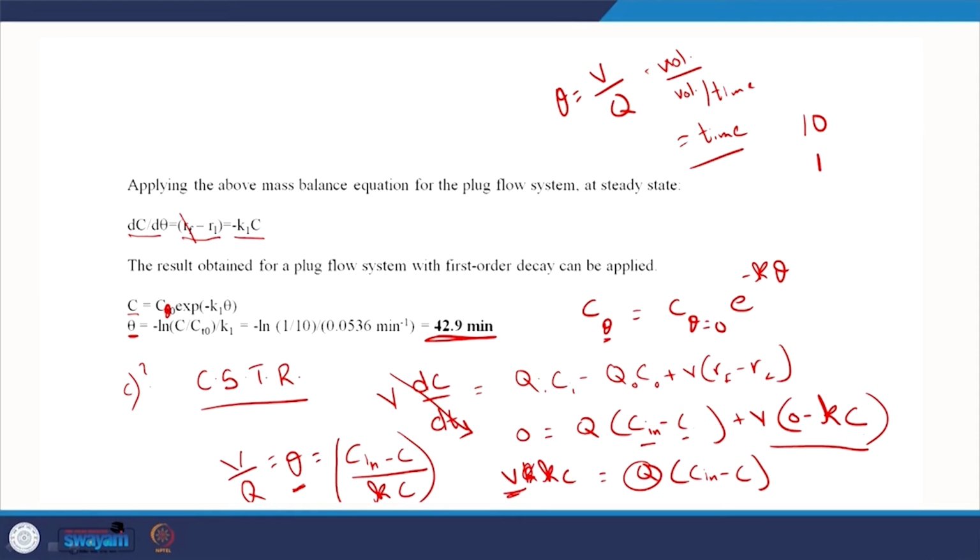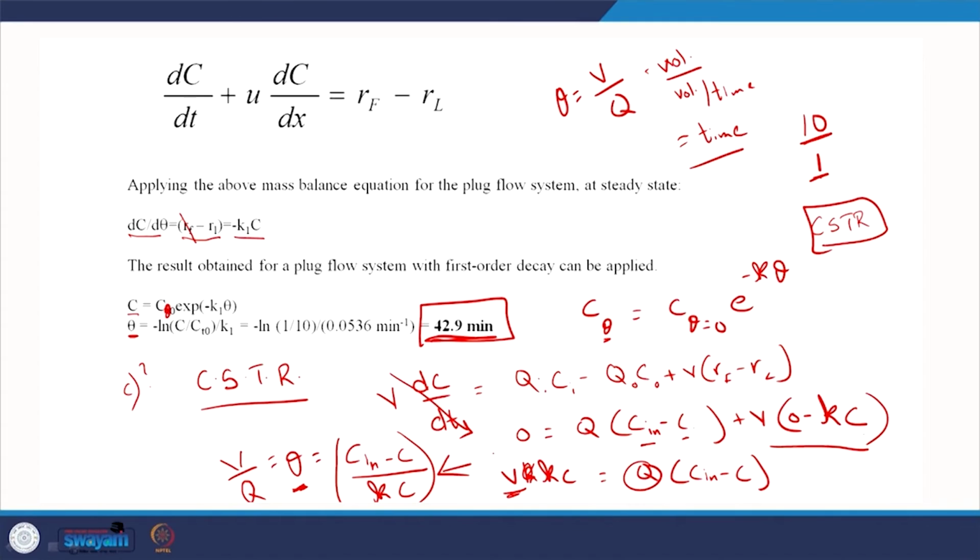So, for removal of the compound from 10 milligram per liter to 1 milligram per liter in a CSTR, the water has to spend this much time. For a plug flow reactor, it has to spend 43 minutes. In a CSTR, we are going to have to calculate it in this way. So, let us see what we have.